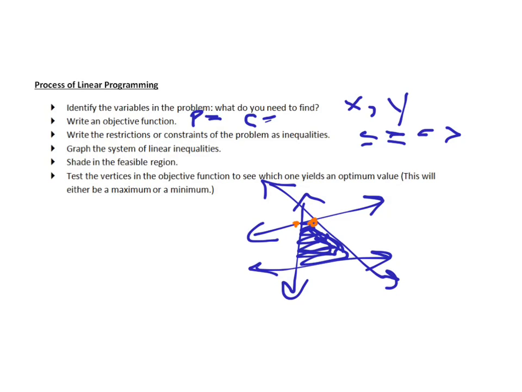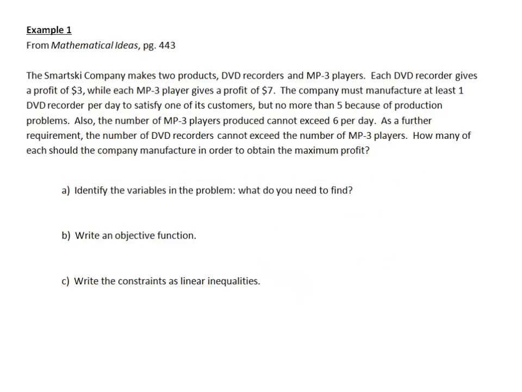All right, so we would find these points, identify them, and see which one gives us the greatest profit or the minimal cost. Okay, all of this will probably be more clear if we go through an example. So let's do example 1, and this is from your textbook, Mathematical Ideas, page 443.